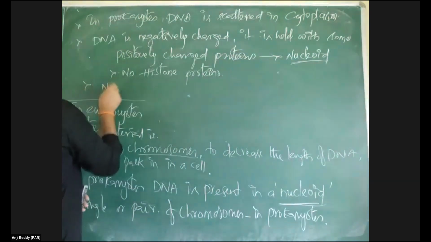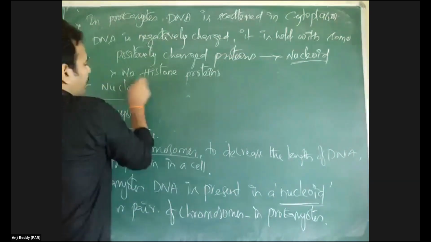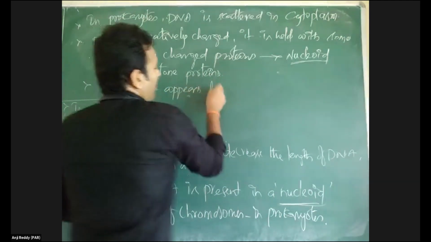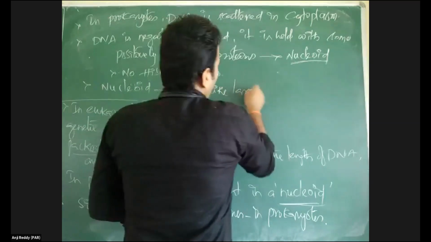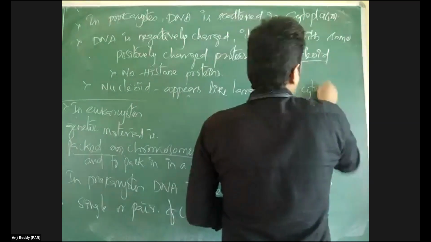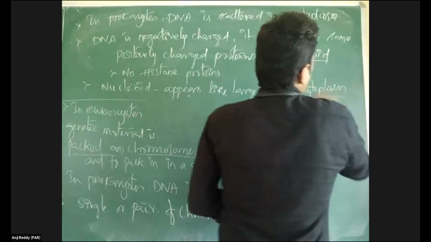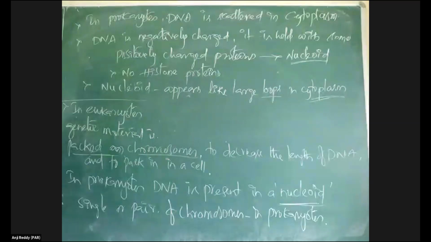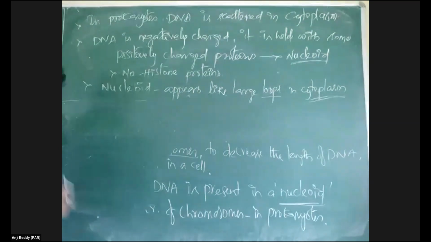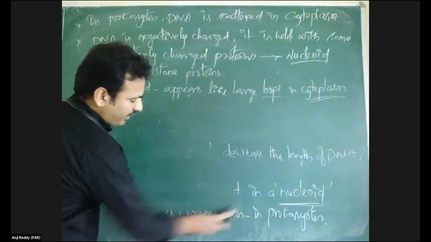What does nucleoid mean? It appears like large loops in the cytoplasm. Inside the cytoplasm there may be some loop-like structures. Those loop-like structures are comprised only of the nucleoid. That loop-like structure which is formed by proteins, we can consider as a nucleoid.